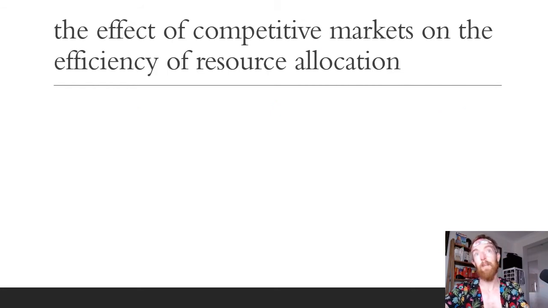The effect of competitive markets on efficiency in resource allocation. This is what I talked about a little bit with perfect competition in the previous PowerPoint, part 1. Competitive markets tend to allocate resources in the most efficient way possible, because in competitive markets there are many buyers and sellers.